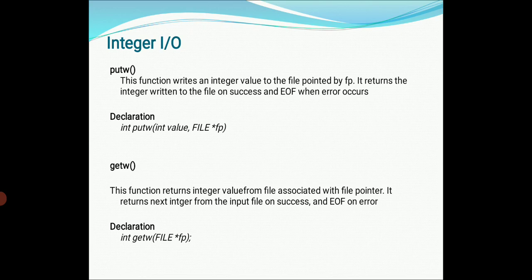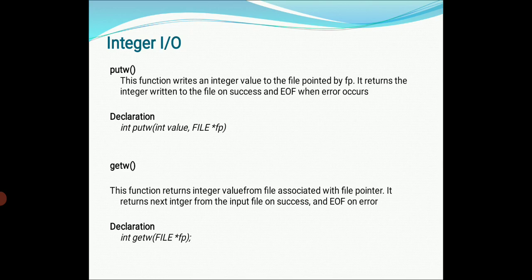The next is integer input and output functions. putw and getw are the functions of integer input and output. The putw function writes an integer value to the file pointed to by the file pointer. It returns the integer written to the file on success and EOF (end of file) when an error occurs.